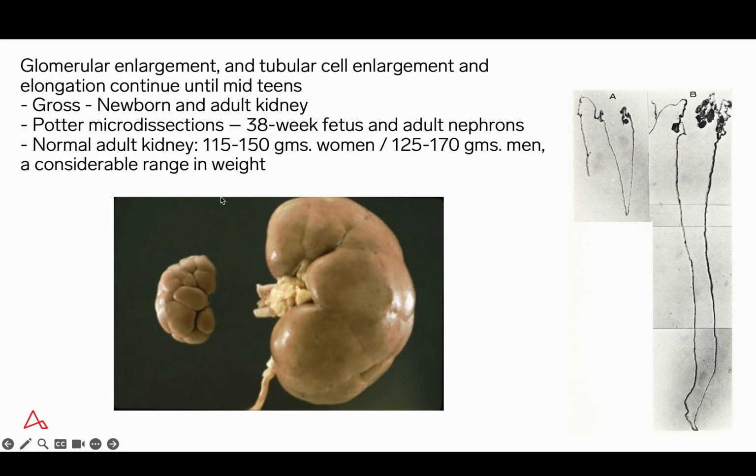In the normal adult kidney, the size and weight show considerable variation between the sexes and within the sexes. Notice the average weight for a normal kidney in women is normally listed as 115 to 150 grams, while in men it's 125 to 170 grams. So there is a considerable range in weight in otherwise normal kidneys.